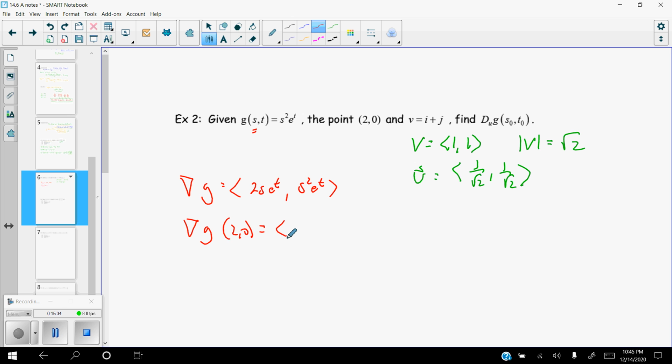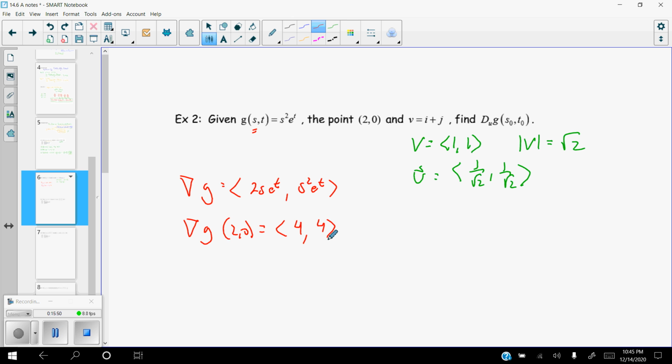So plugging in a 2 for s and a 0 for t. That's going to be 2 times 2, which is 4. E to the 0 is 1, so we get 4. S squared is going to be 2 squared, which is 4. E to the 0 is 1, so once again we get 4.